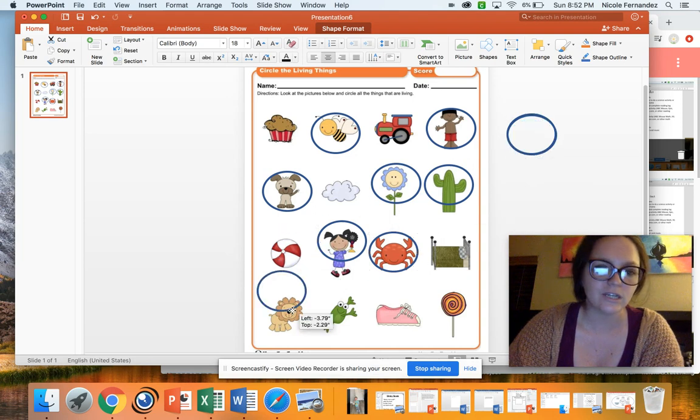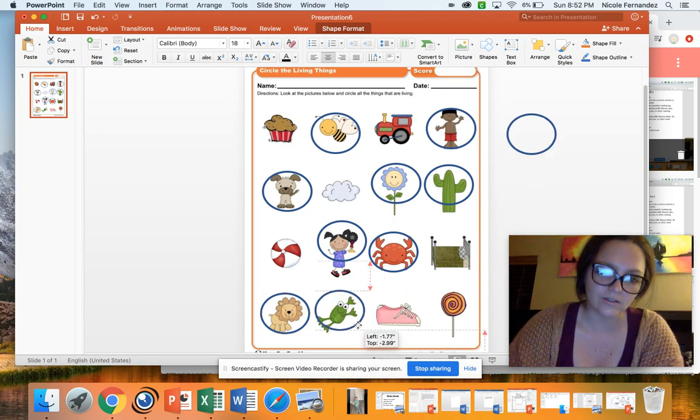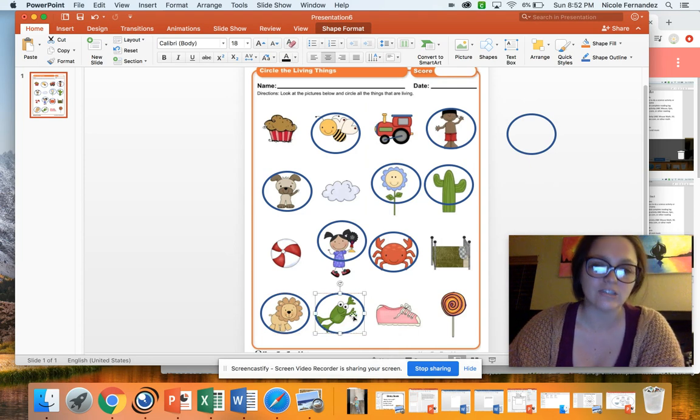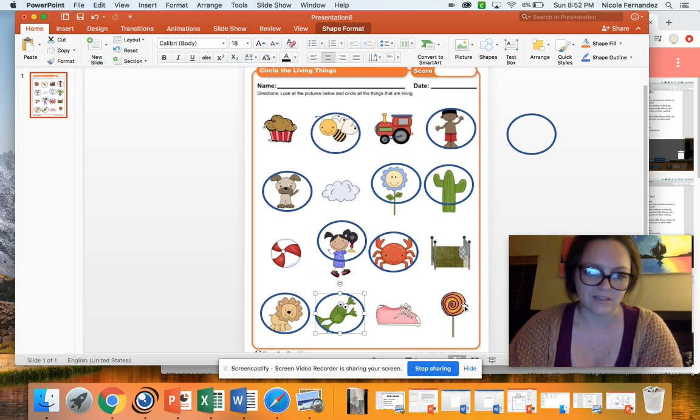Here we have a cute little lion in the bottom. Now, this lion would be considered a living thing. It is an animal. And then we have a frog. A frog is also a living thing because it's an animal. It's actually an amphibian, which is a type of animal. Then we have a shoe. Now, your stinky shoes are not living, breathing things, so this would not be living. And a lollipop is also not living.